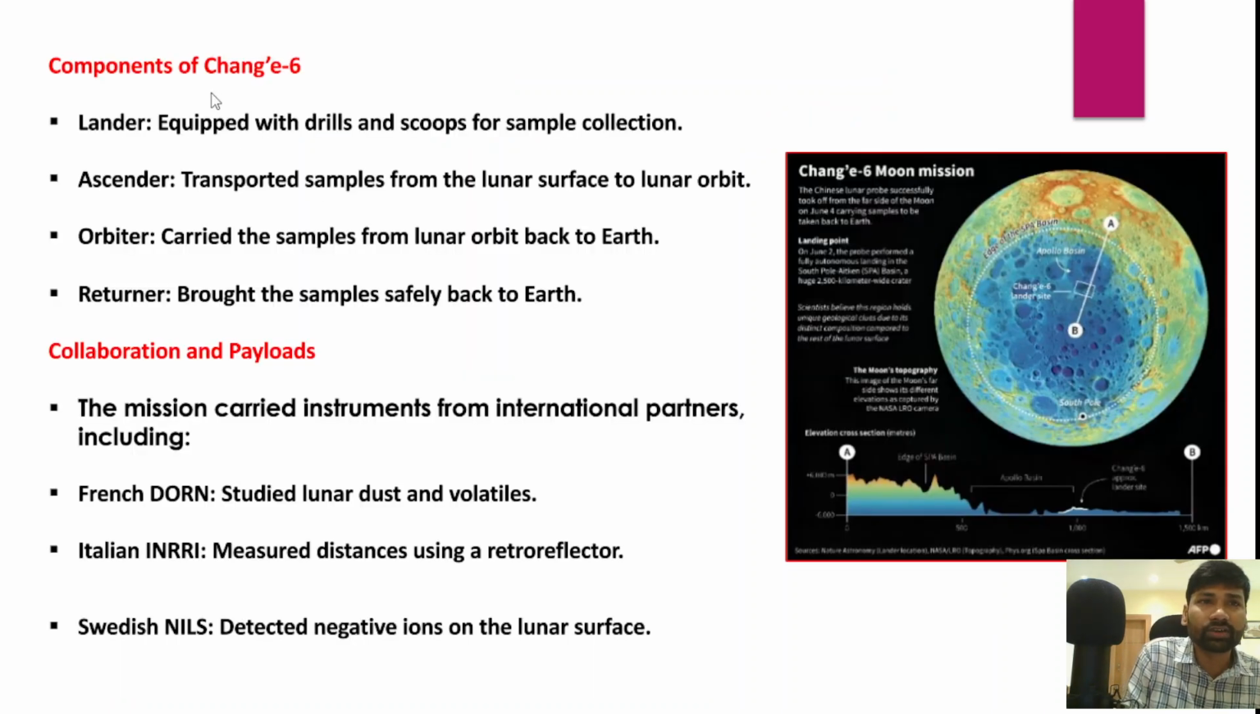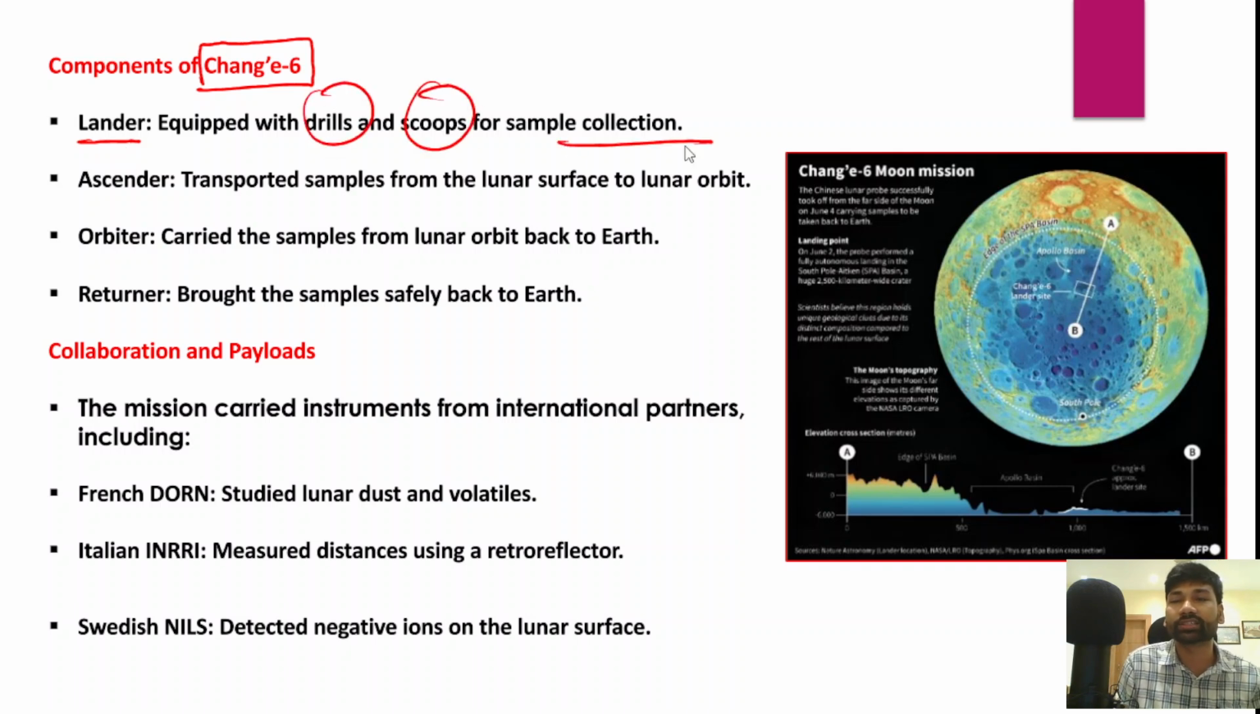And in fact, there were a number of components in this Chang'e 6. The components include a lander, and this lander is equipped with drills and scoops for sample collection, right? So for example, whenever this has landed on the surface of the moon, it has to collect the samples from the lunar surface. Therefore, in order to collect the samples, it is equipped with drills and scoops for such sample collection. And it also has an ascender.